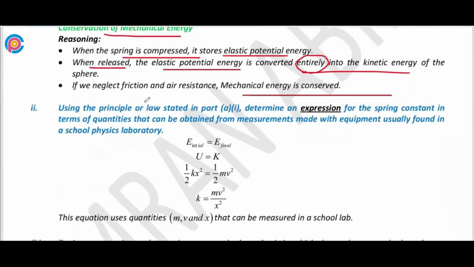Now, the second question: use the principle or law stated in part 1 to determine the expression for the spring constant in terms of quantities that can be obtained from measurements made with equipment usually found in a school physics laboratory. According to the conservation of mechanical energy, initial energy should be equal to final energy. Initially there is potential energy, finally there is kinetic energy: 1/2 kx² equals 1/2 mv². The 1/2 cancels, so k is equal to mv²/x².